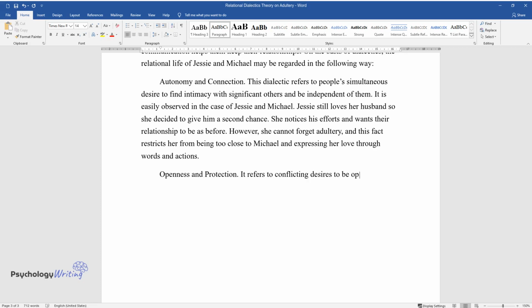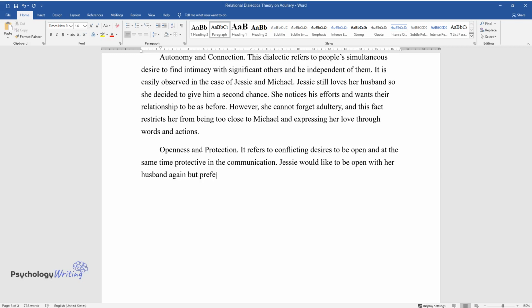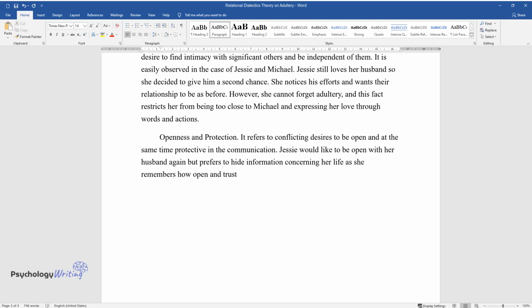Openness and protection. It refers to conflicting desires to be open and at the same time protective in the communication. Jesse would like to be open with her husband again but prefers to hide information concerning her life as she remembers how open and trustful she was before and was betrayed behind her back.